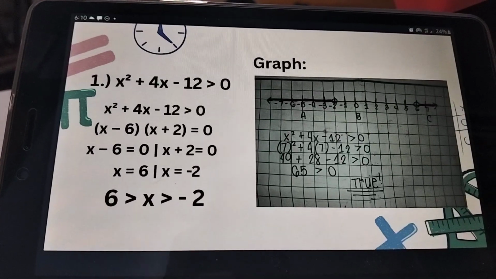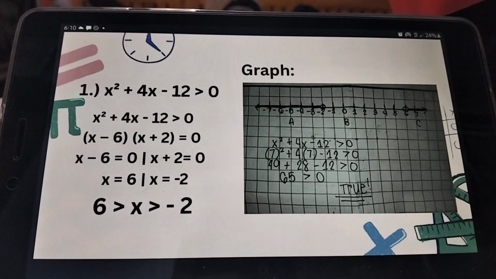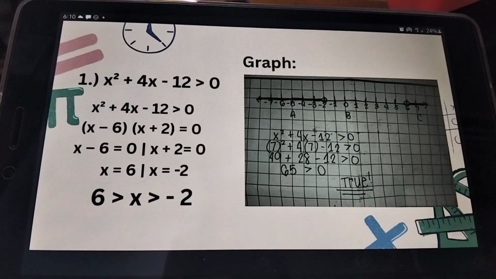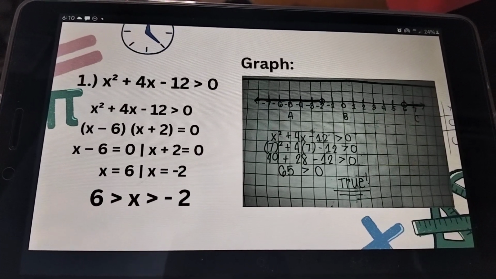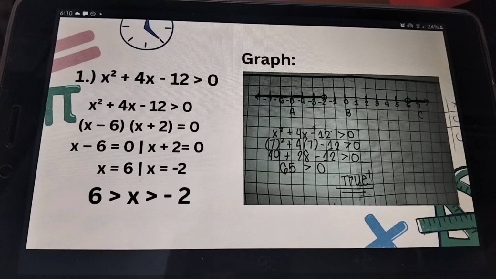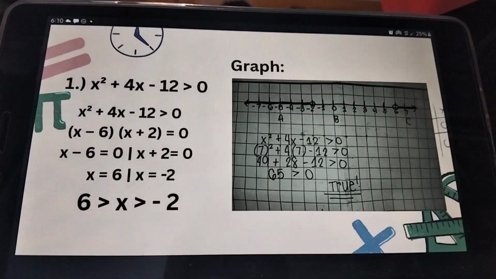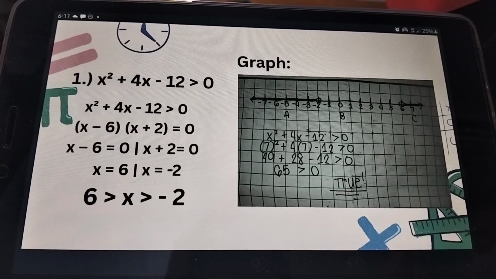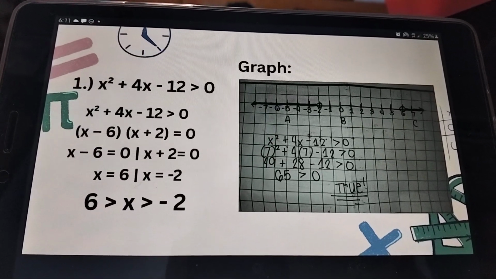So we set each factor equal to 0. X minus 6 is equal to 0, so x is equal to 6. X plus 2 is equal to 0, so x is equal to negative 2. These values divide the number line into 3 intervals. We tested values from each interval.